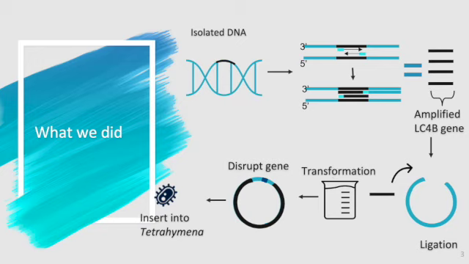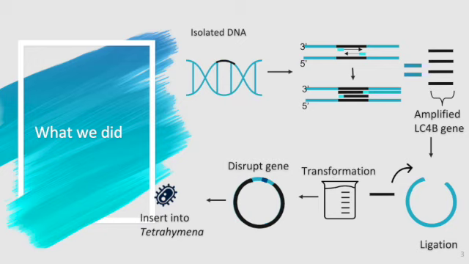To do this, we isolated the DNA from Tetrahymena, cloned the DNA, then ligated the gene of interest with the plasmid, and then transformed E. coli cells with the ligated plasmids. We then disrupted the gene by inserting a DNA sequence into it. After this, we inserted the disrupted gene into the Tetrahymena.